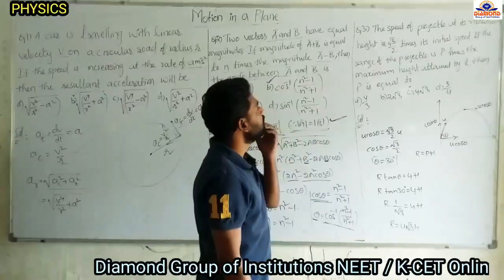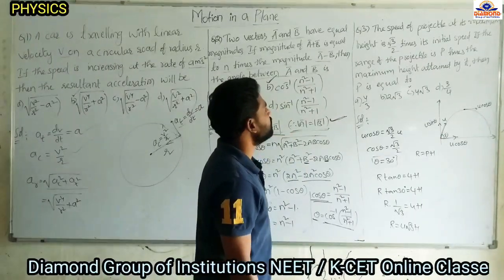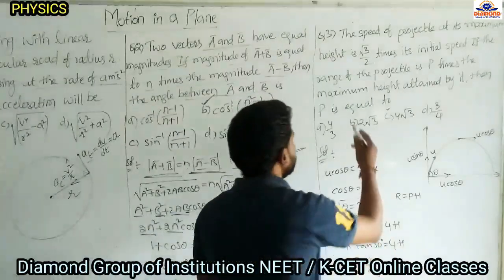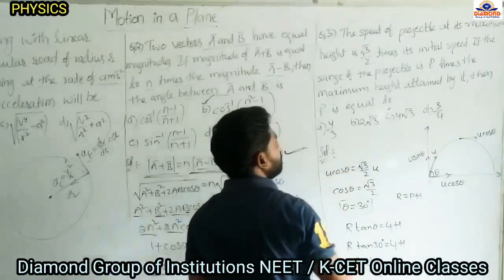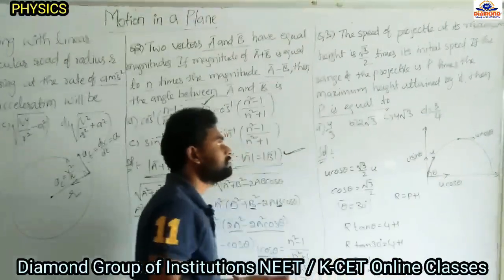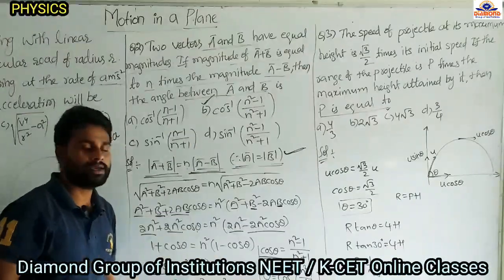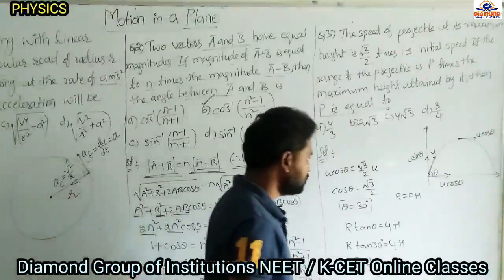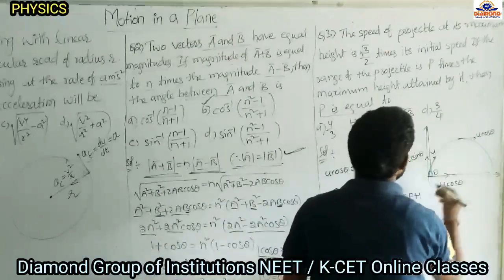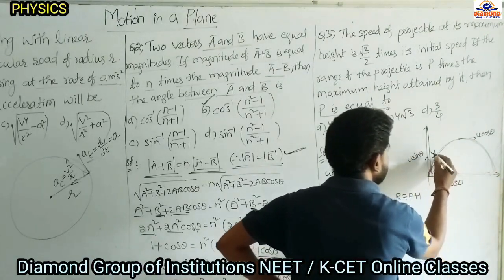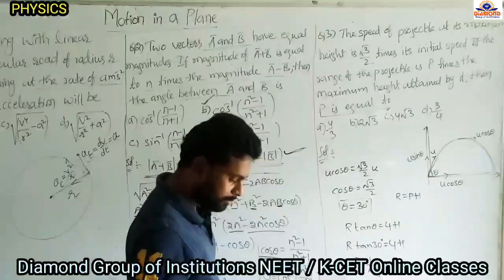Okay, so next: the speed of a projectile at its maximum height is root 3 by 2 times its initial speed. If the range of the projectile is p times the maximum height attained by it, then p is equal to what? So range is p times the maximum height, then what is the p we have to find. Now see the question. The projectile, they are projecting one object with u velocity.